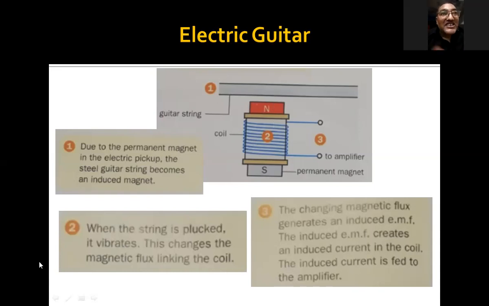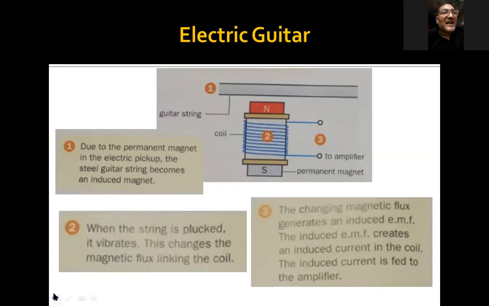When the string is plucked, it vibrates. This changes the magnetic flux linking the coil. The changing magnetic flux generates an induced EMF. The induced EMF creates an induced current in the coil. The induced current is fed to the amplifier. So I hope you have understood this.